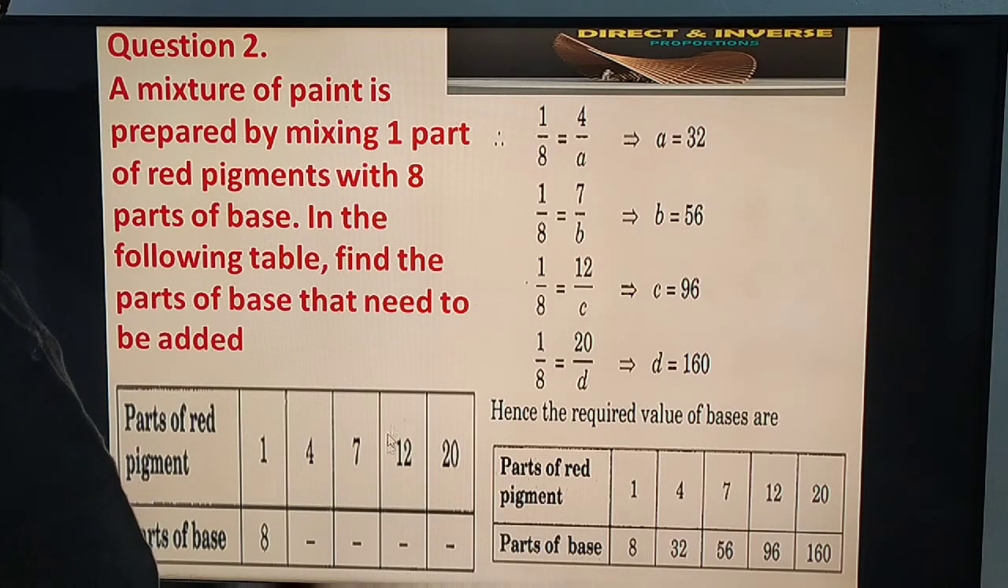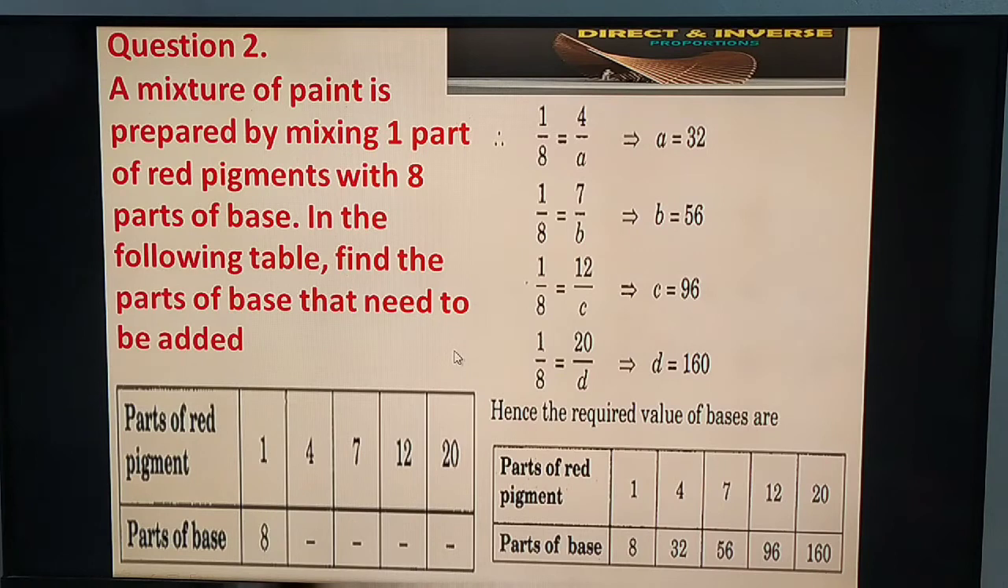Now let us say the base required here is C for the 12 parts. So 1 by 8 equals 12 by C. After doing cross multiplication, C equals 96. So 12 parts of the pigment require 96 parts of base. The last part of this question is 20 for the pigment part, and D is the base. Therefore 1 by 8 equals 20 by D, then D equals 160. So 20 parts of pigment require 160 parts of base.